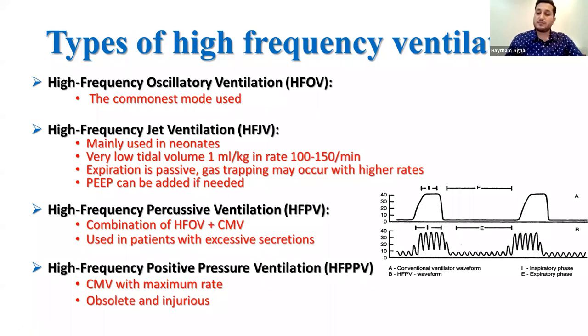The fourth type, which is actually obsolete now, is high frequency positive pressure ventilation. This means that with regular conventional ventilation, you increase the rate to the maximum of the machine, but this can induce more lung injury. So this type is obsolete now.